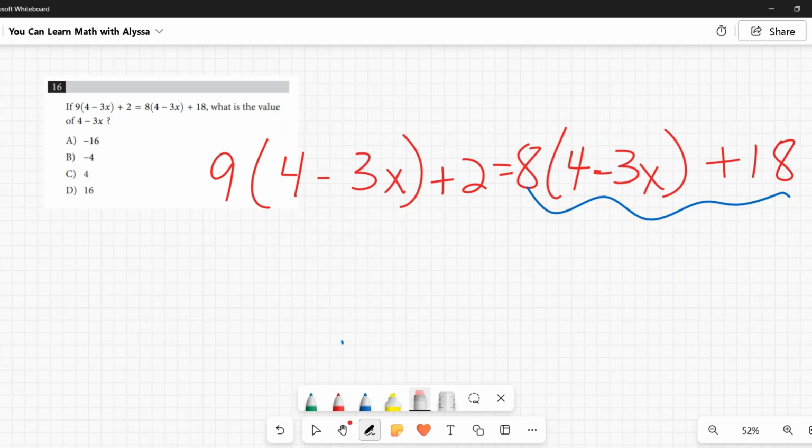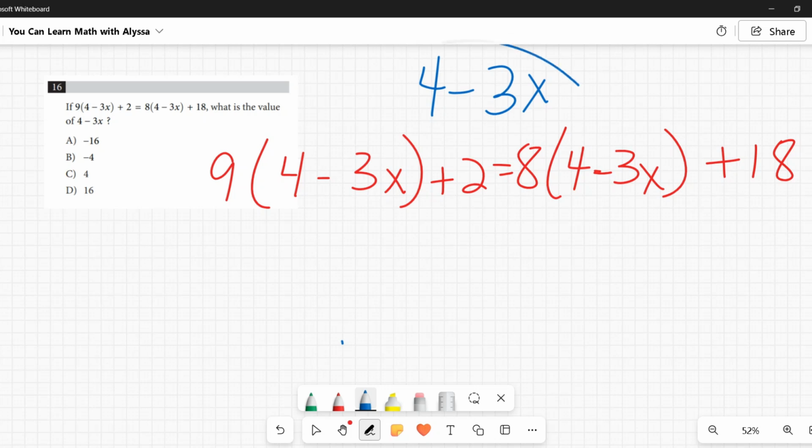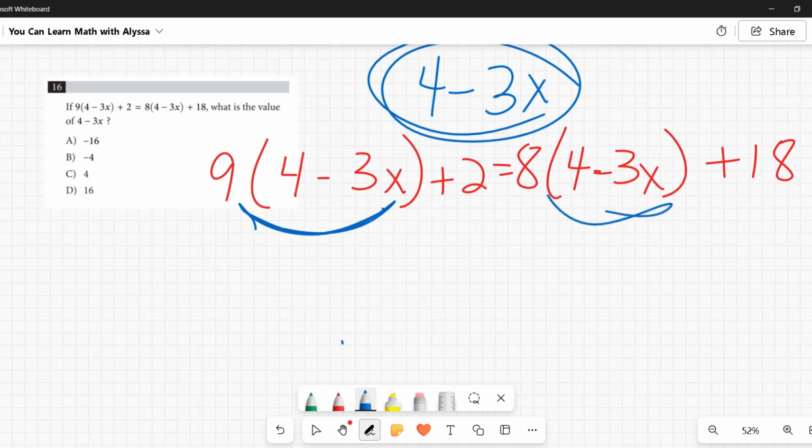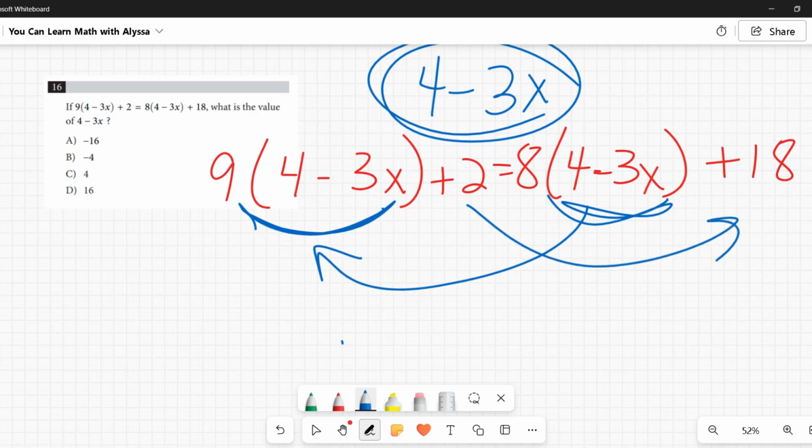Here is what I want you to do. Again, anytime you see this thing where they're asking for something odd, here they're asking for 4 minus 3x. That's odd, right? And we look at this and we go, wait a minute, we got these 4 minus 3x's. What if you treat 4 minus 3x like a unit, like it's its own variable? Then what will we have? On the left, we have 9 of this unit plus 2 equals 8 of this unit plus 18.